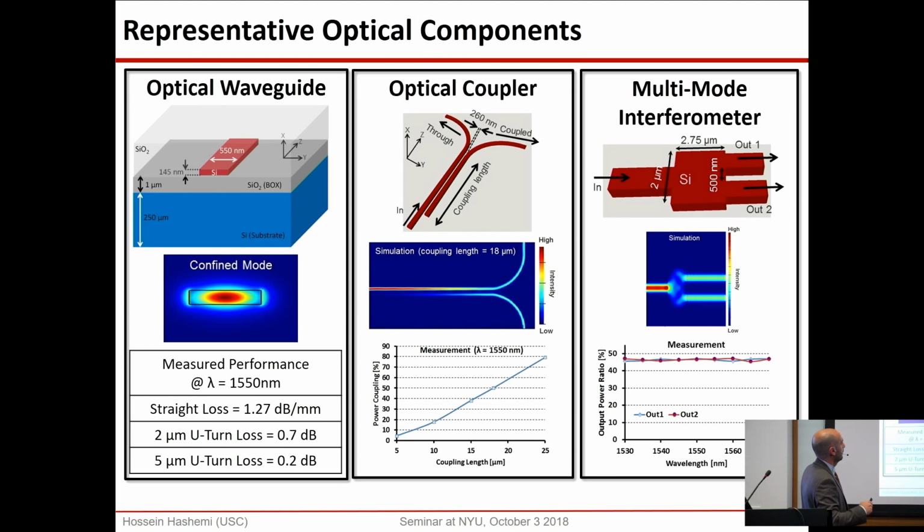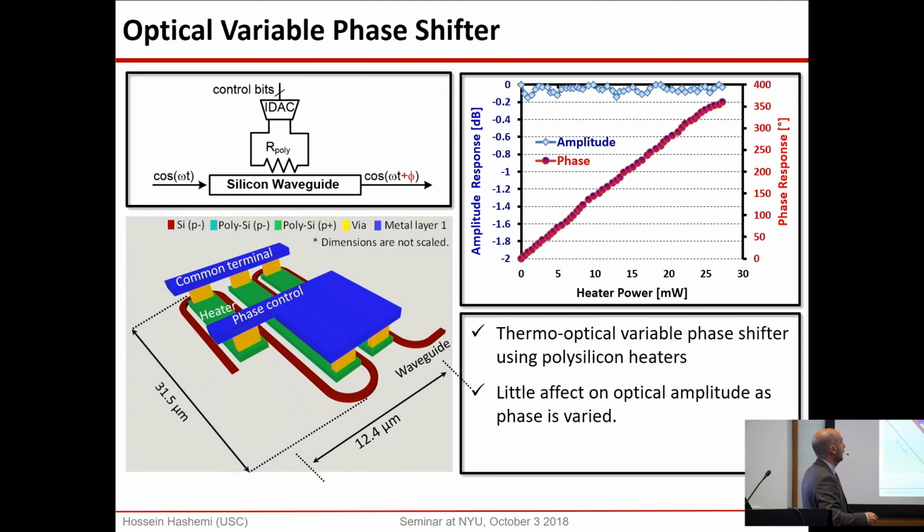These are the measurement results of a single waveguide. The loss is 1.2 dB per millimeter. These are the couplers that I showed you. This is a multimode interferometer. So first we design individual components. And then we need a phase shifter. I told you we have a waveguide with a resistor and we heat it up. This is a measurement result. You can see phase shift changes from 0 to 360 degrees as you heat up, and the amplitude doesn't even change. Now, in reality, we meander the waveguide to consume less power and less real estate.